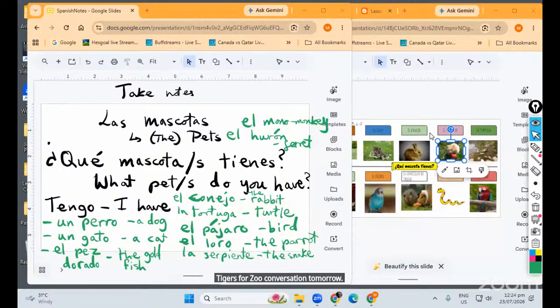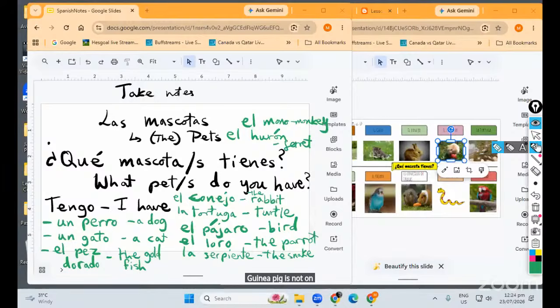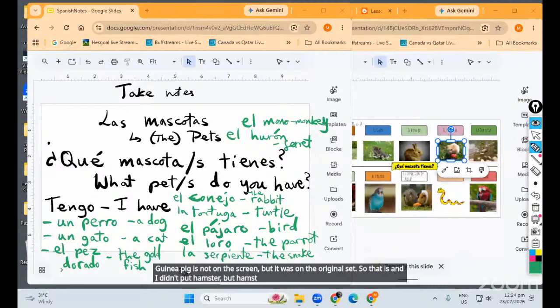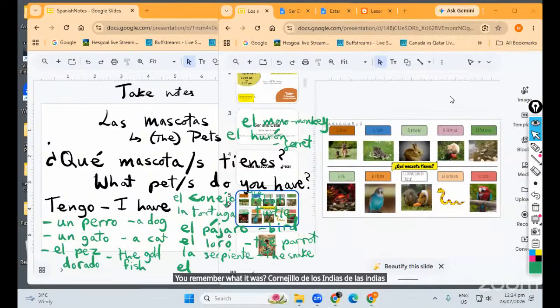Who is telling me capybara and gorilla? Who is doing that? Guinea pig is not on the screen, but it was on the original set. I didn't put hamster, but hamster is the same, right? You remember what it was? Conejillo de las Indias. Right? And this is guinea pig. Okay, I think that's the last part we will do. All the exotic things you all will have to look up on your own.